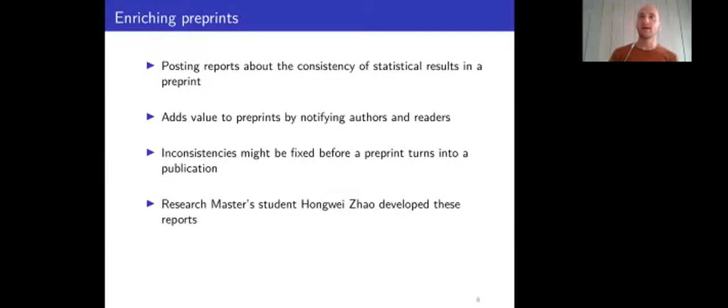And these reports were actually developed together with a research master student of our university, Honghui Zhao. So she spent a lot of time in developing and improving these reports.